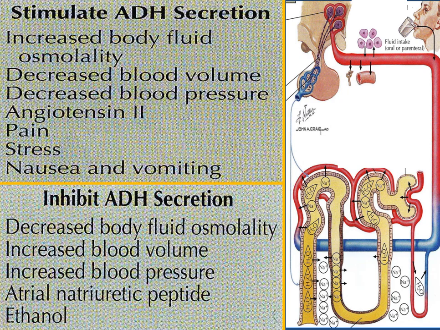Vasopressin, or antidiuretic hormone. They stimulate antidiuretic hormone secretion: increased body fluid osmolality, decreased blood volume, decreased blood pressure, also angiotensin II, pain, stress, nausea and vomiting. And inhibit antidiuretic hormone secretion: decreased body fluid osmolality, increased blood volume, increased blood pressure, atrial natriuretic peptide, and ethanol.